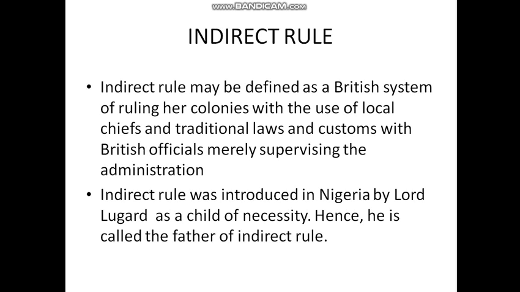Lord Lugard is called the father of indirect rule in West Africa because he is the brain behind the introduction of this system of administration where traditional rulers would be used. Traditional rulers would be the go-between, the middlemen between the British government and the traditional people. I hope we are following.